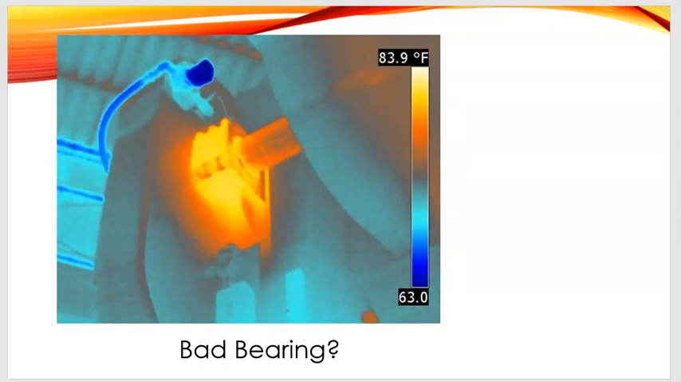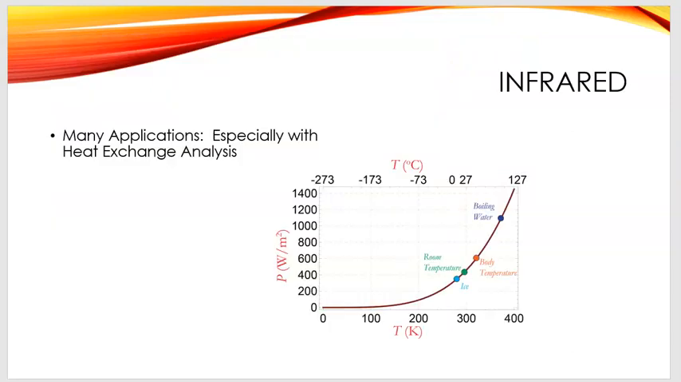Hot bearing. Or is it? You look at your scale, 83, 84 degrees Fahrenheit. Well, that's not unusual for a bearing to be running at, so maybe nothing that you need to worry about, but it sure looks impressive when you take the image of it. So be careful with what the actual temperature is compared to the background temperature if you're doing any troubleshooting with it.